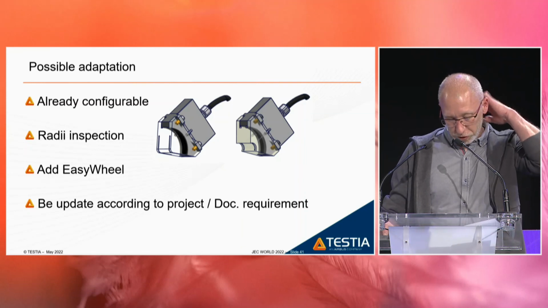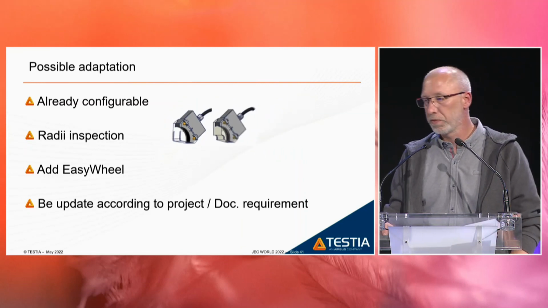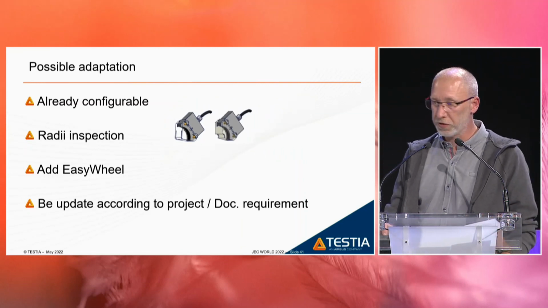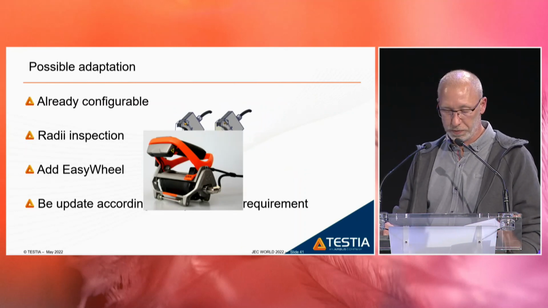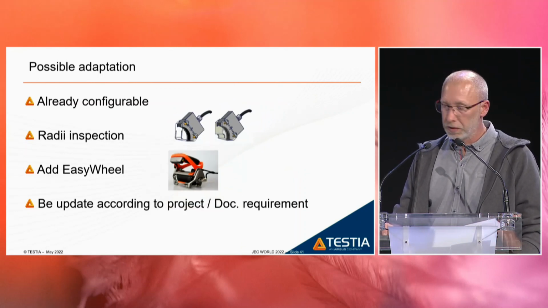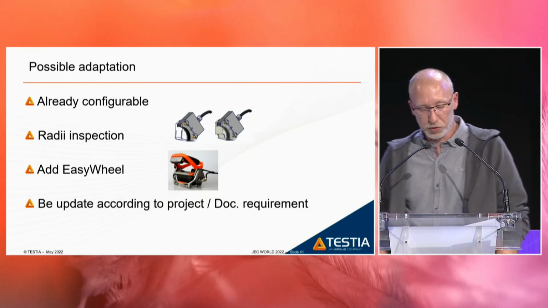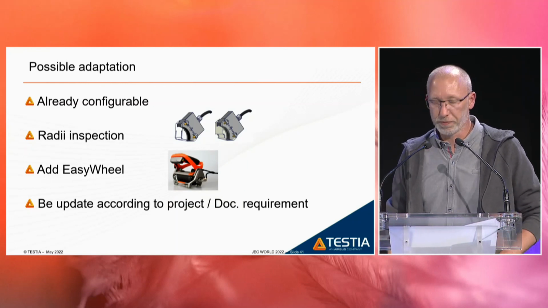The UT equipment choice can be done according to the part. For example, we can plug in some devices such as our easy wheel. Finally, our software team can update the software for other specific requirements.